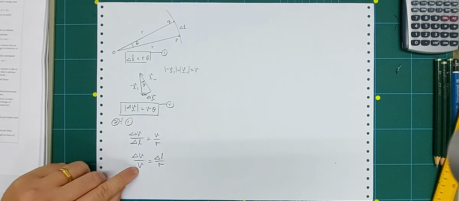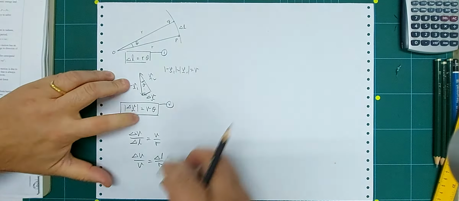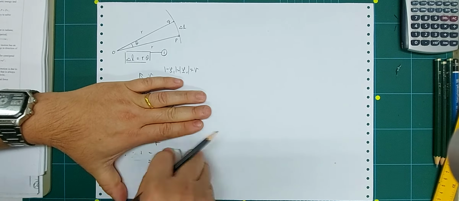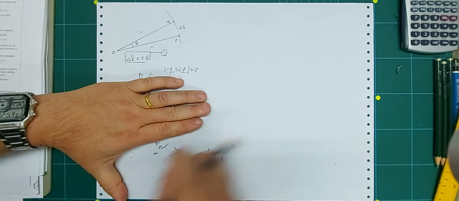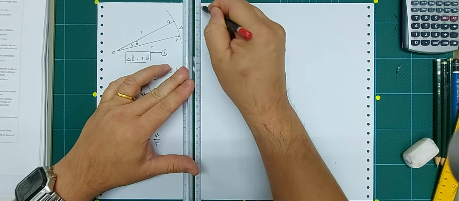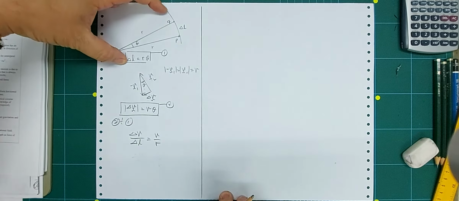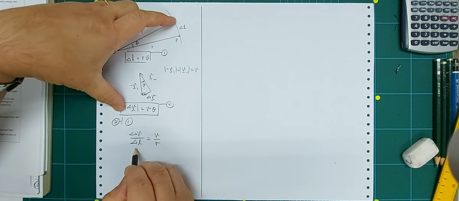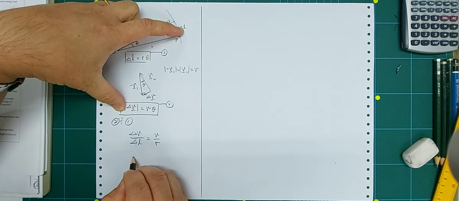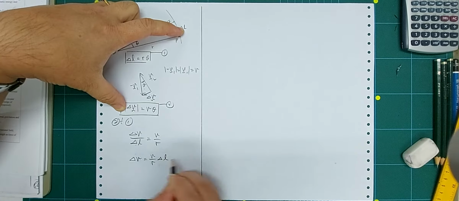What is this thing now? Don't see it. Okay, maybe we don't look at it that way. We change the condition, we leave it like that. Maybe easier for us to analyze the equation further. So we will move this one over to this side. Okay, delta V is equal to V over R, and this one is delta L.